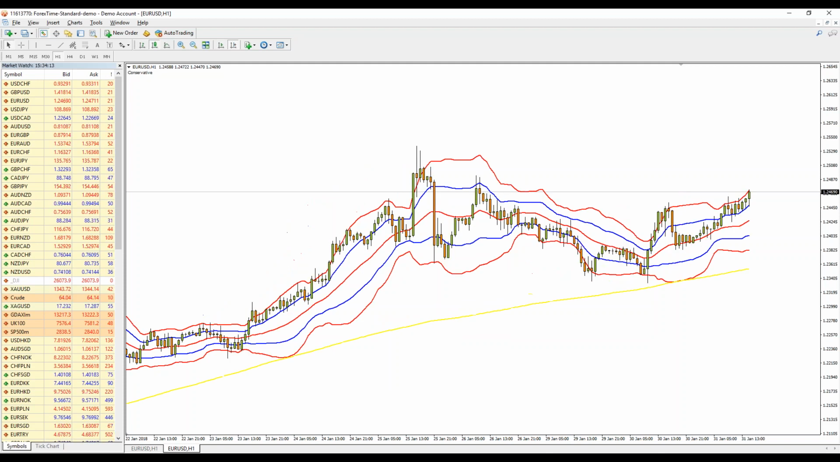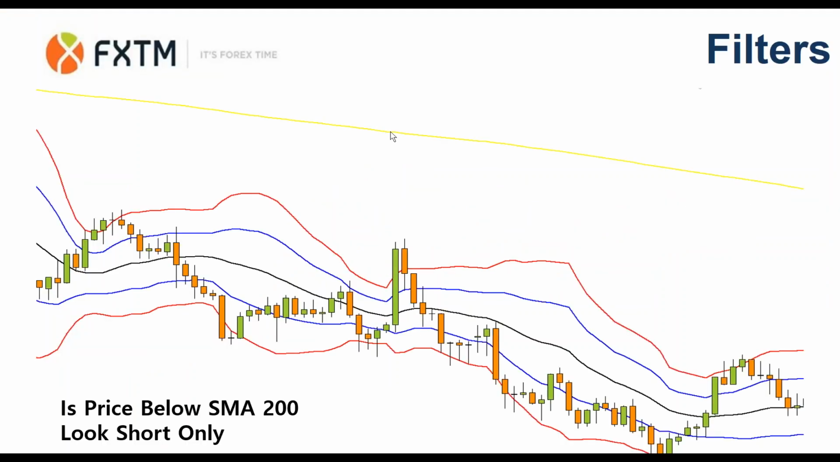Now, how do we use this? How do we use that moving average? What we do is very simple. If price is below the yellow line, we only look to sell or short the market. If price is above the yellow line, we only buy or go long.